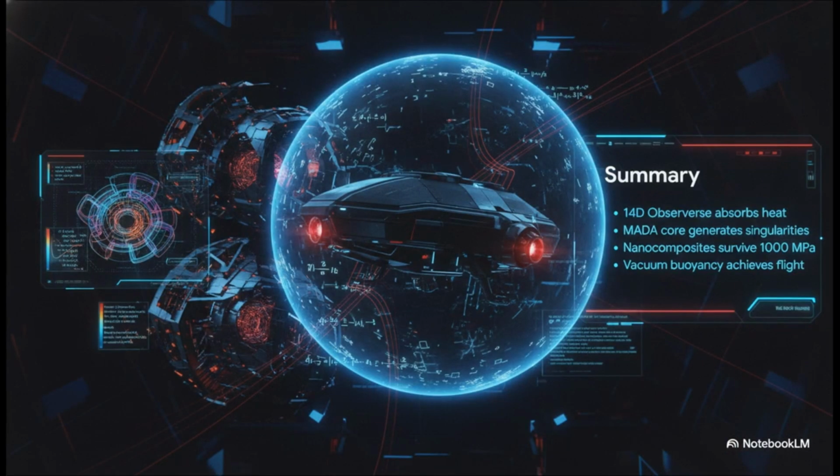So let's quickly summarize the whole shebang. We start by safely dumping the lethal heat of metric deformation into the higher 14 dimensions of the observers. We utilize the MADA Core to generate intense spatial magnetic singularities. We survive the crushing 10,000 atmospheres of internal magnetic pressure using highly advanced two-tier heavy metal nano-composites. This triggers the master equation of levitation, altering the vacuum's refractive index to inflate a metric bubble. And finally, the craft achieves true vacuum buoyancy. It completely rewrites our understanding of aerospace engineering.